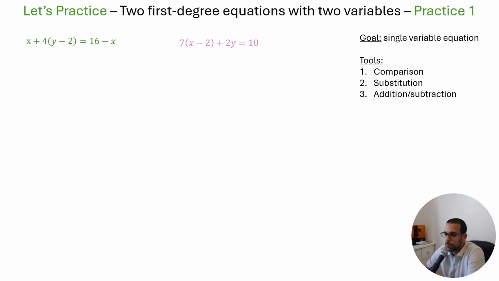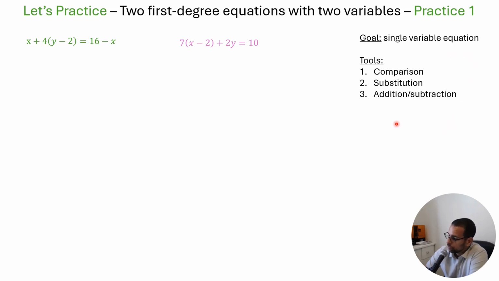Today we continue working on two first-degree equations with two variables, and this is practice number 1. If you haven't watched the introduction, I beg you, please watch the introduction first. It's going to give you the reason why we're doing it at all. Okay? So here we have a set of equations, each one of them with two variables. And we want to get to our goal, which is a single variable equation.